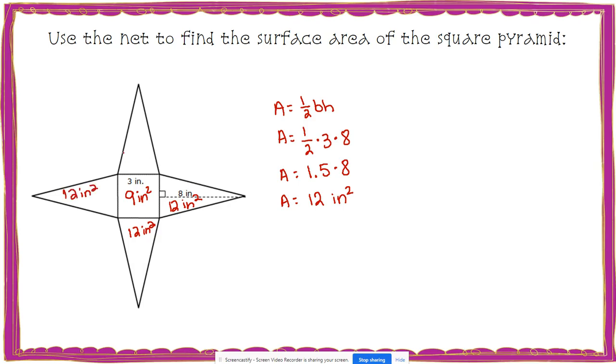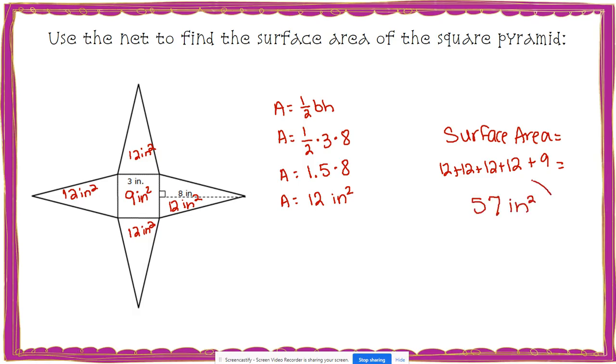To find the total surface area of this pyramid, I'm going to add all of my areas together. So 12 plus 12 plus 12 plus 12 plus 9. When I add all of this together, I get 57 inches squared. That means that this pyramid has a total surface area of 57 inches squared.